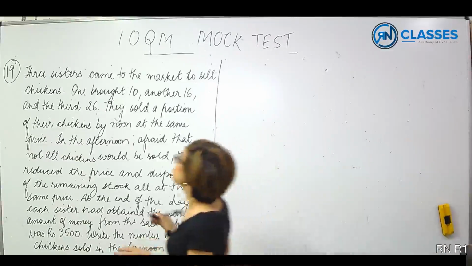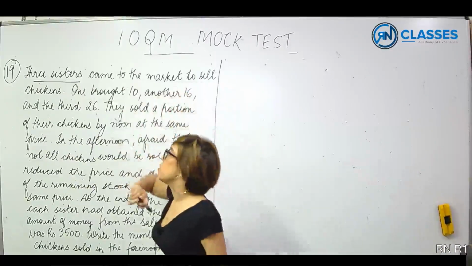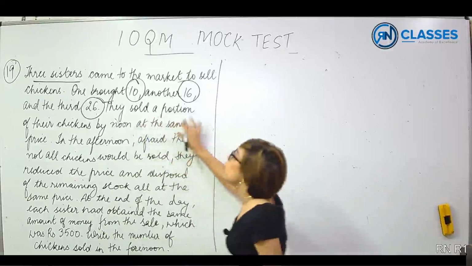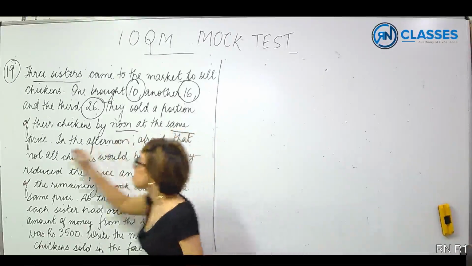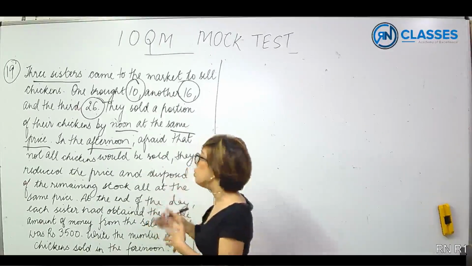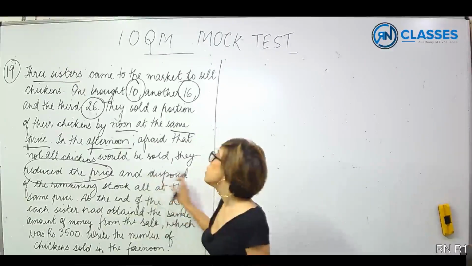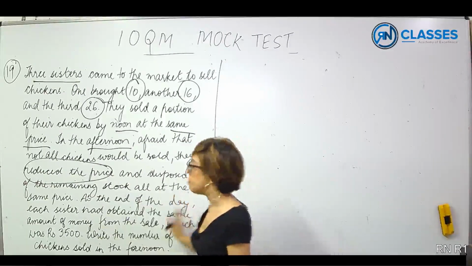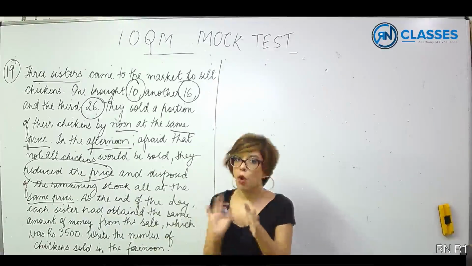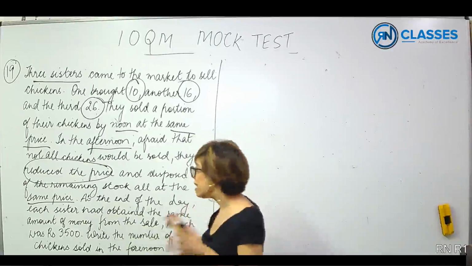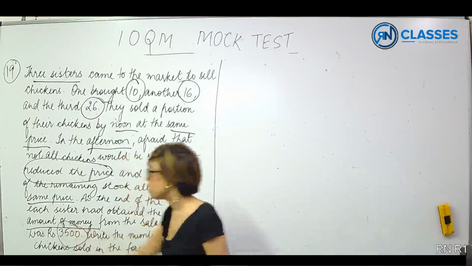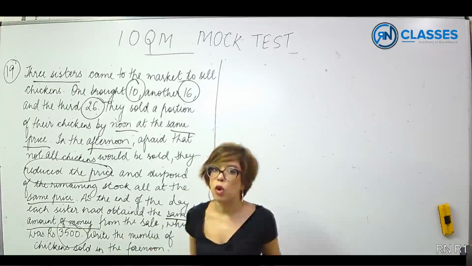Now he says 3 sisters came to the market to sell chickens. One brought 10, another 16, and the third 26. They sold a portion of their chickens by noon at the same price. In the afternoon, afraid that not all chickens would be sold, they reduced the price and disposed of the remaining stock, all at the same price. So initially also they had the same price, and after they reduced the prices, again they all had the same price. At the end of the day, each sister had obtained the same amount of money from the sale, which was rupees 3,500. So first sister, second sister, third sister, all of them got 3,500.